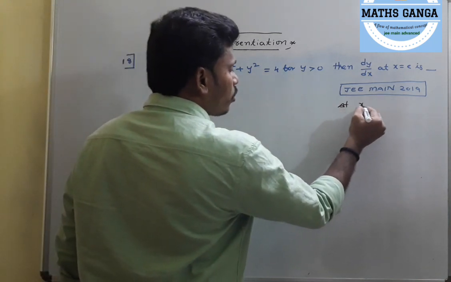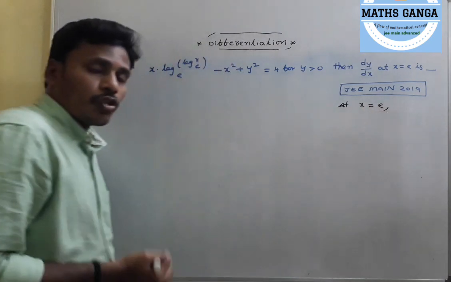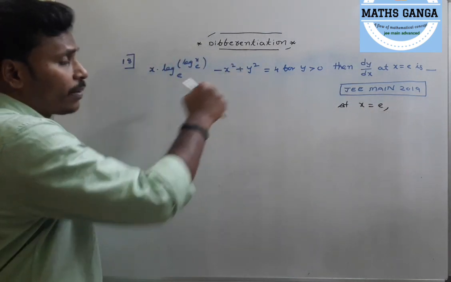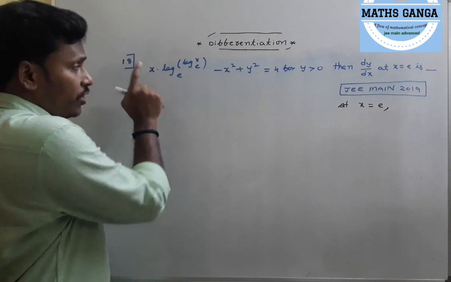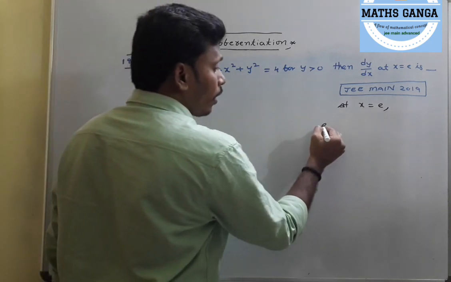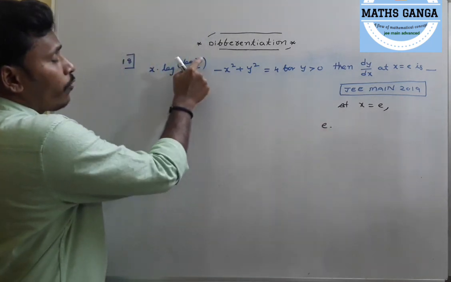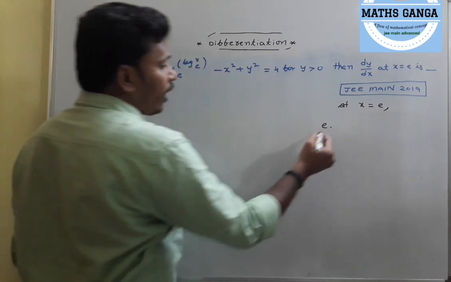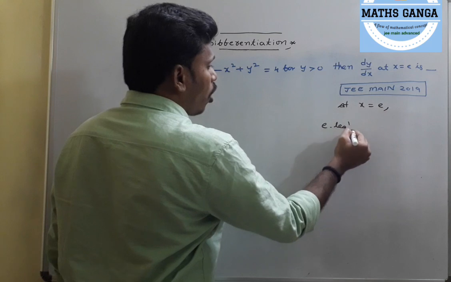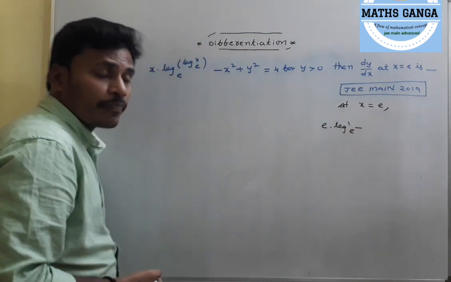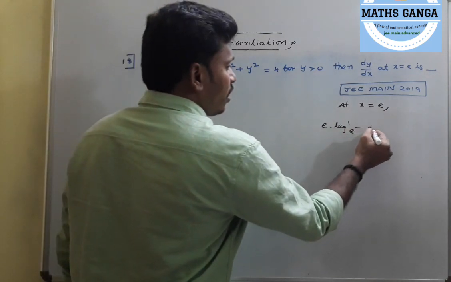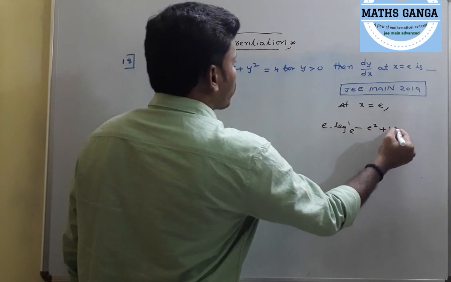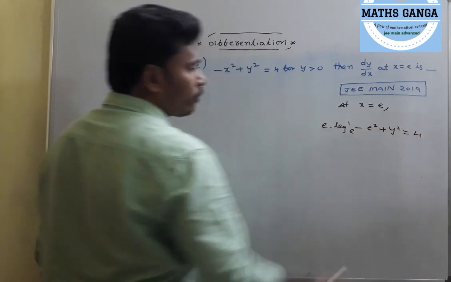At x = e, replace x with e everywhere in the given problem. So x is e into logarithm of e base e. Just look here, log e base e is 1, right? So e into log 1 base e minus x², since x is e, e², plus y² equals 4.